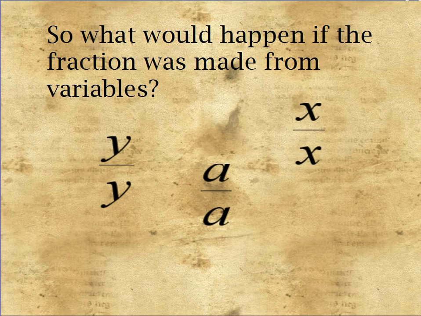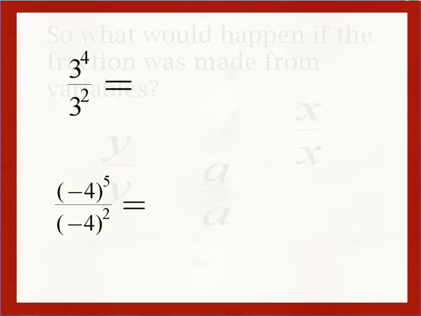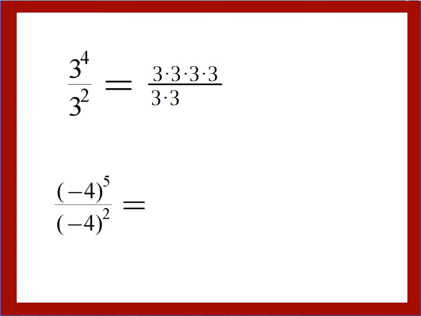Is it any different when I have variables involved? How about y over y, or a over a, or x over x? Those reduce to 1 as well, and that's going to help us in the quotient property. If I have 3 to the 4th over 3 to the 2nd, I'm going to take just a minute to draw that out.